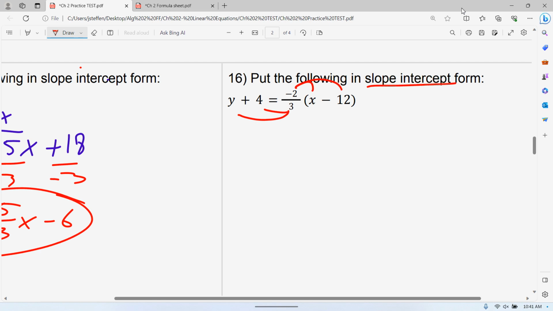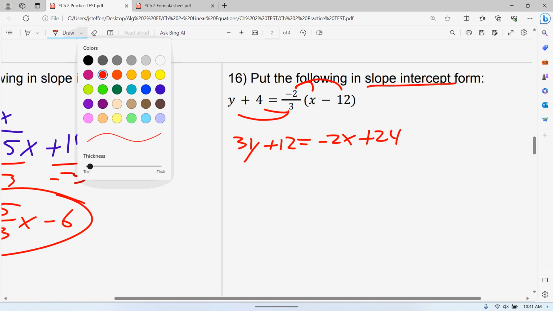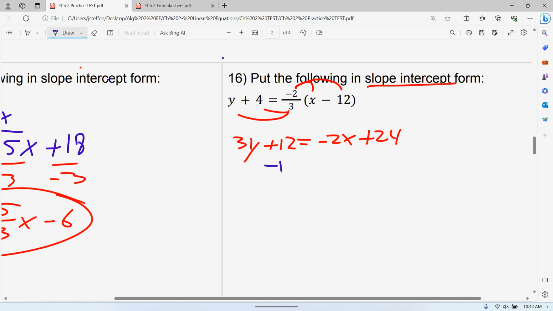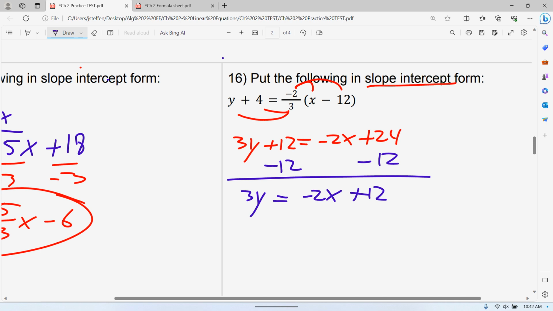Y plus 12 is equal to, distribute the negative 2 to the right, so that's negative 2x plus 24, negative 2 times negative 12. Then to get in slope-intercept form, we keep trying to get that y by itself. So subtract 12, 3y is equal to negative 2x plus 12, or minus 12. Divide everything by 3, so we have y is equal to negative 2/3 x plus 4.